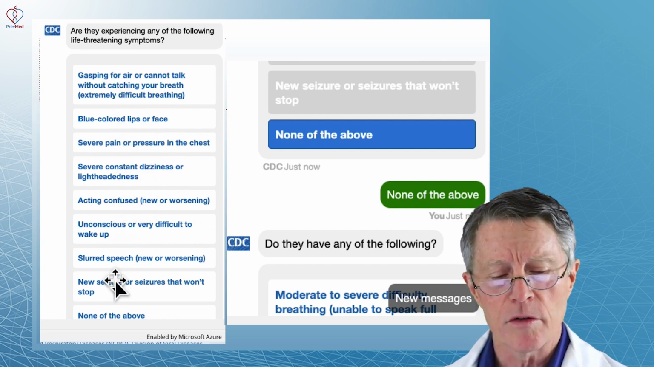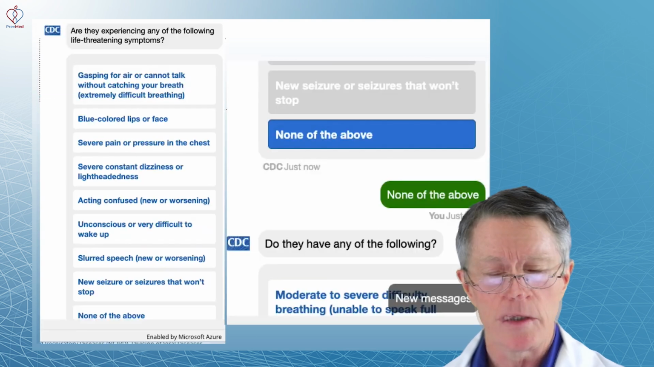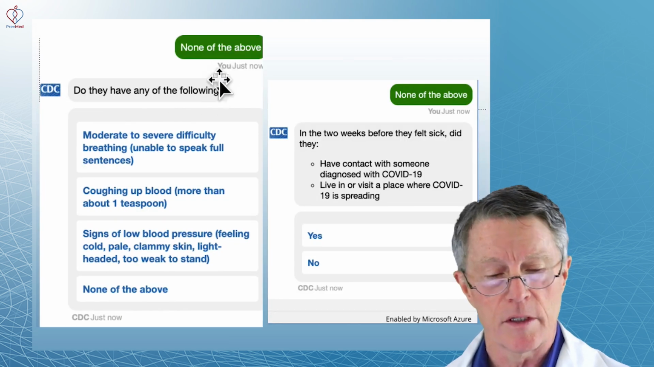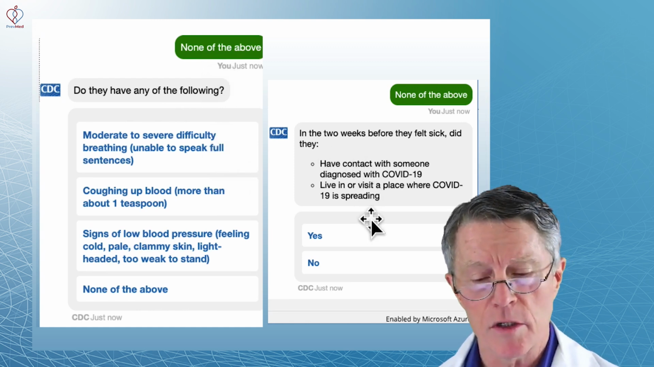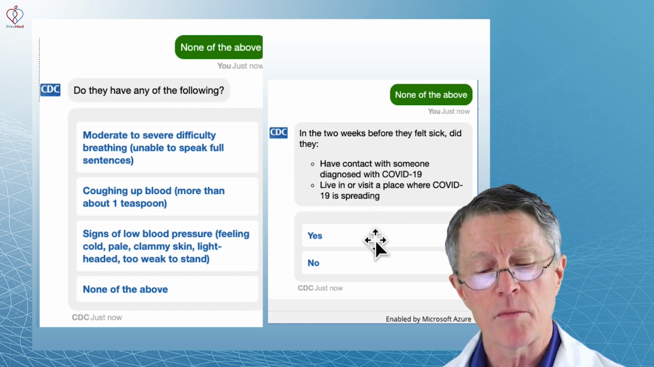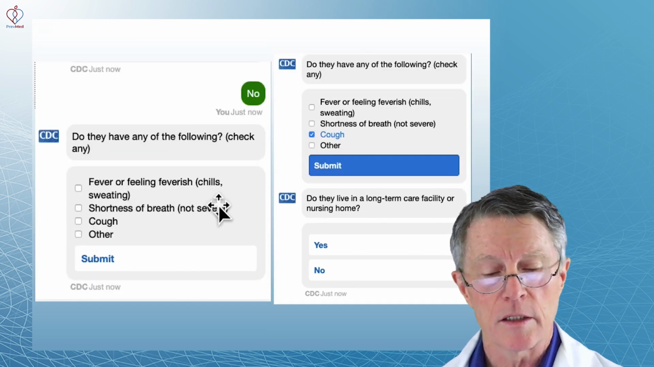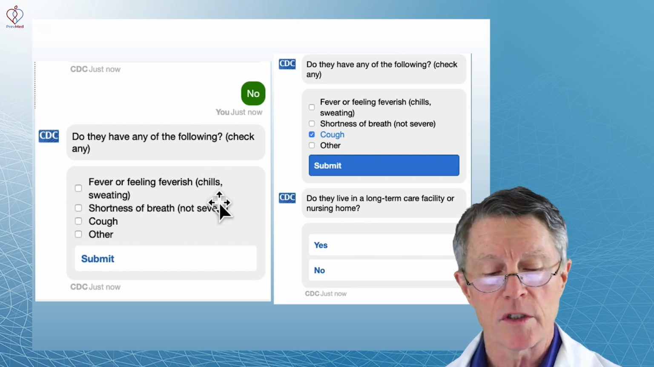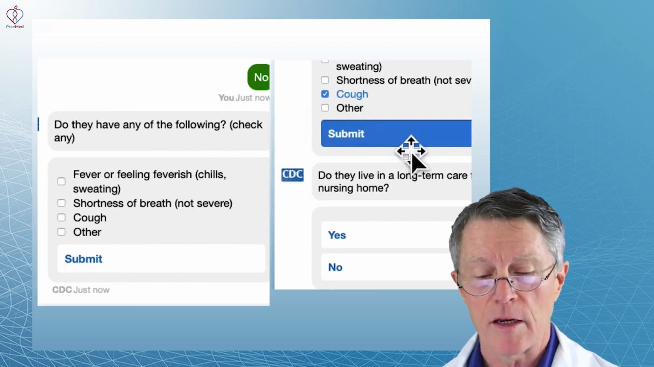So after going through the list of those symptoms, I clicked none of the above. So the next question you get is, do they have any of the following? Moderate or severe cough or difficulty breathing? And I said none of the above. In the 2 weeks before they felt sick, did they have contact with someone diagnosed with COVID-19? Or did they live in a place where COVID-19 is spreading? I clicked no. So then the next question is, do they have any of the following? Fever or feverishness, chills and sweating, shortness of breath, cough, or other? I clicked that they have cough.